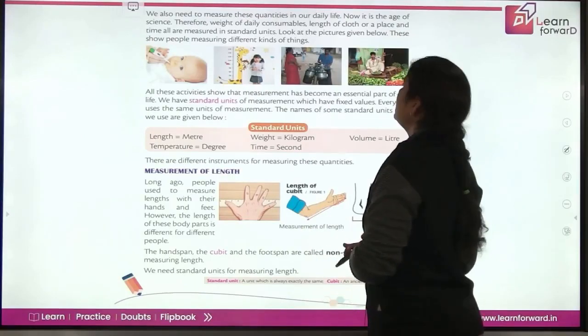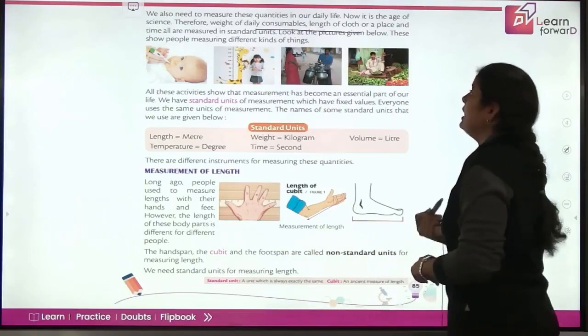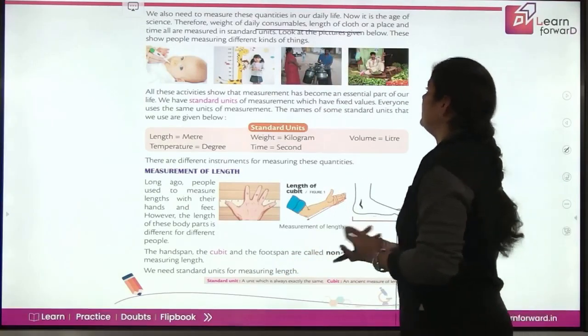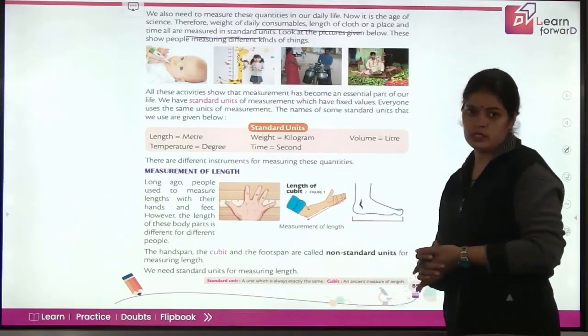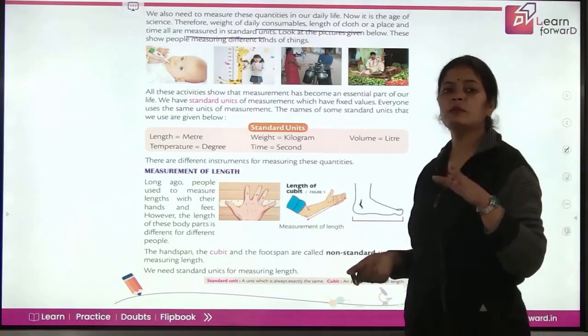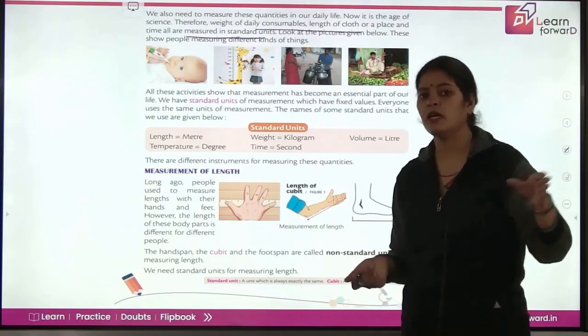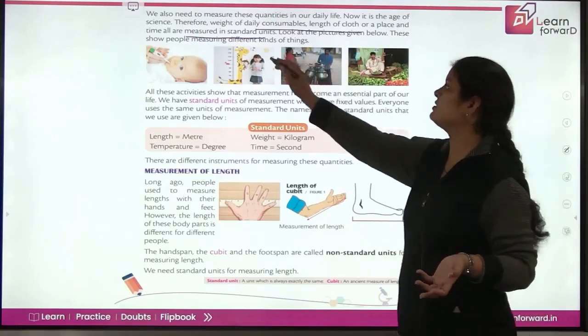Now it is the age of science, therefore weight of daily consumables, length of cloth, or a place and time are all measured in standard units. Means if I am going from Meerut to Delhi, I can measure my distance in kilometers, not in centimeters. So they have standard units.